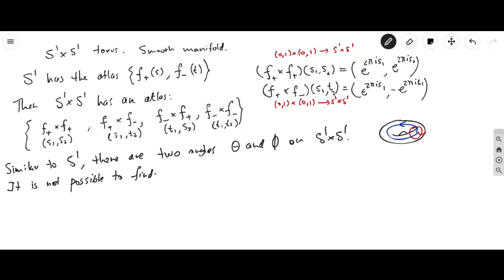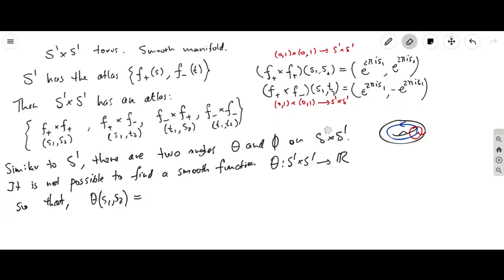So it is not possible to find a globally defined smooth function on the entire torus, a real valued smooth function, so that when you write out this function in each of the 4 coordinate systems, in terms of, let's say, S1 and S2, where theta is referring to the first circle and phi is the angle referring to the second circle, then theta would be, basically the theta from before where you only pay attention to this one. So that would be 2 pi s1, theta of s1, t2.